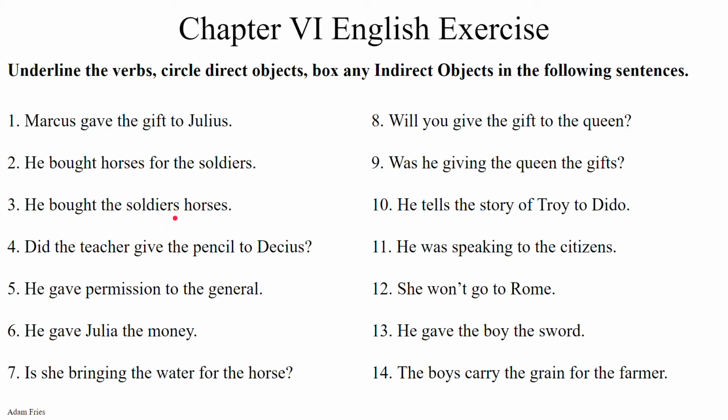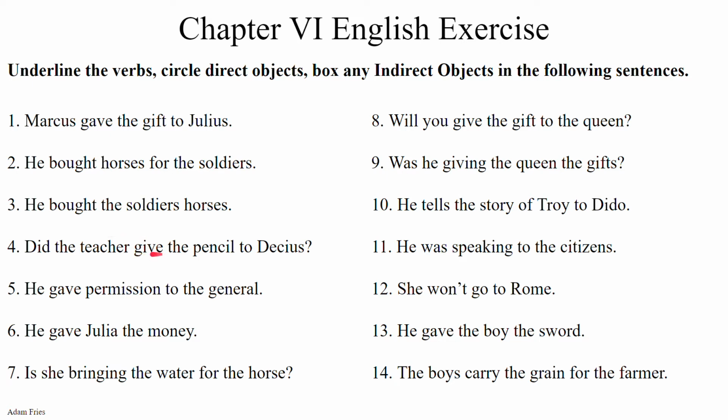Number 4. Did the teacher give the pencil to Decius? So we have a question, an interrogative. So remember, we invert the subject and the helping verb when we have these. So the verb is going to be give. You can also underline the helping verb did give if you want. So give. Who did the giving? That's the teacher. So that's our subject. We don't do anything with the subject.